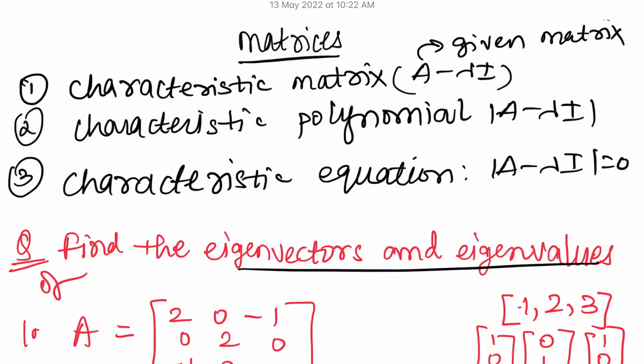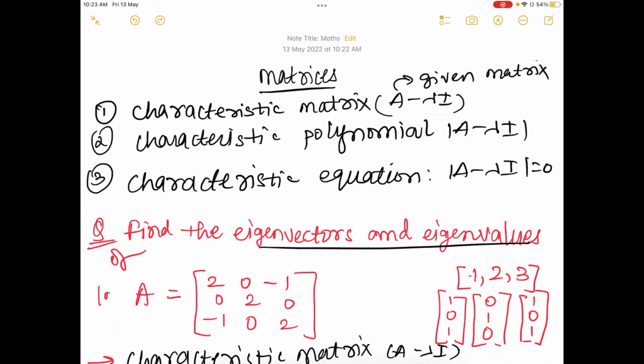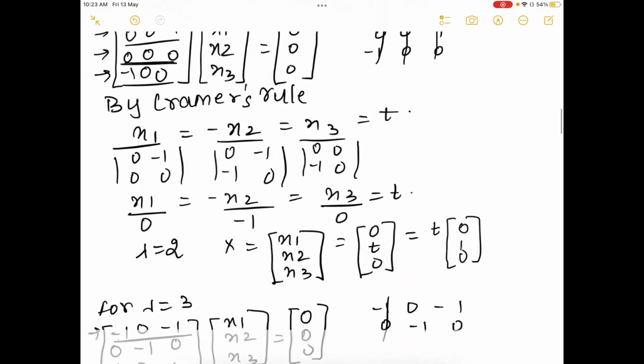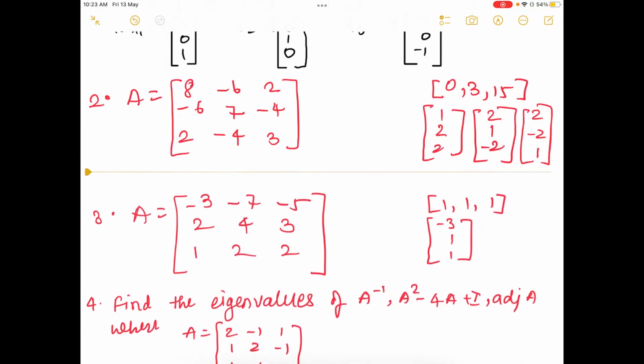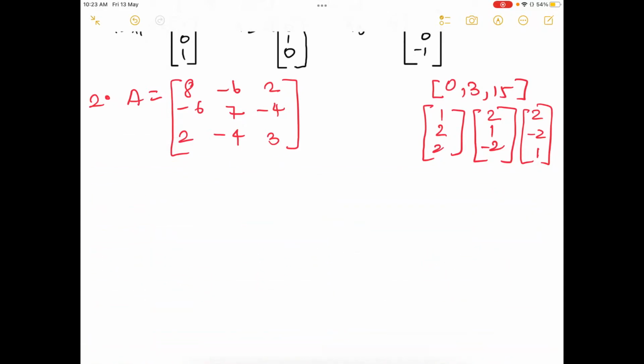Okay, so we are starting with the very first question in matrices, that is find the eigenvectors and eigenvalues. The first few things that are very important for us to know are what is the characteristic matrix, characteristic polynomial and characteristic equation. When we talk about the characteristic matrix, that will be given by A minus lambda I. The characteristic polynomial will be A minus lambda I in mods, and the characteristic equation will be A minus lambda I equal to 0. Starting off with the first question, the question is A equals [8, -6, 2; -6, 7, -4; 2, -4, 3].